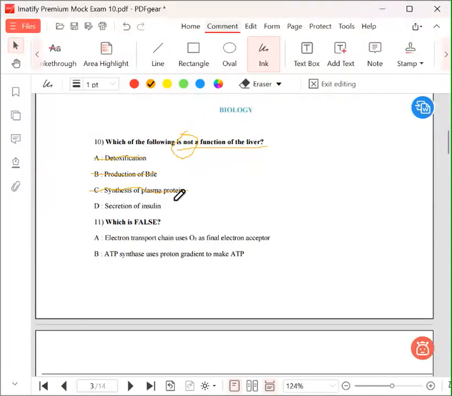Secretion of insulin. Secretion of insulin is solely a function of pancreas. It is secreted by the beta cells of islets of Langerhans, the endocrine portion of pancreas. Even though the liver is the target for insulin, it is not the source. So, our best option is the secretion of insulin. While doing these types of questions, remember that we should mark the best option or the best choice. We should not go for the correct one. Always go for the best option.